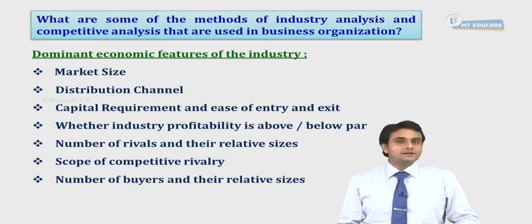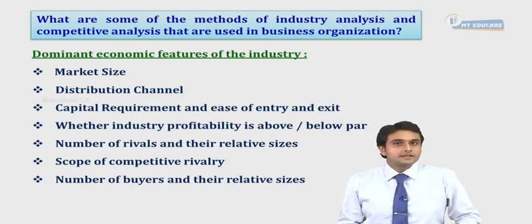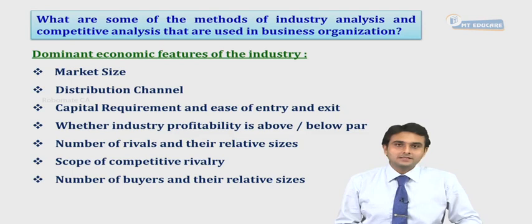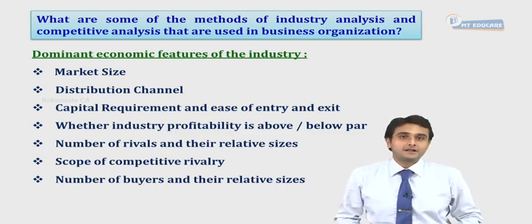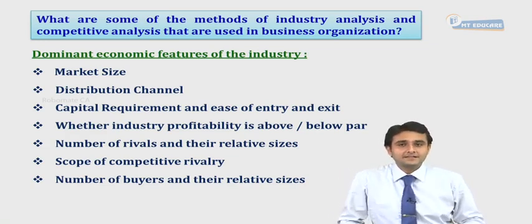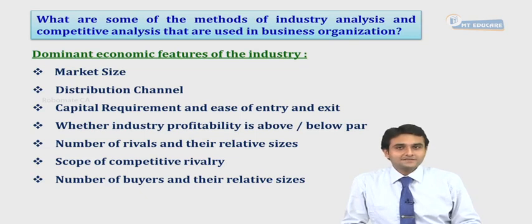Now, if you talk about the food industry, the industry profitability is way above par. So a vada pav, which probably costs 10 or 12 rupees to us, the consumers, hardly costs say around 4 or 5 rupees to the street stall holders. So the industry profitability being above par there definitely makes a difference. The number of rivals and their relative sizes, the scope of competitive rivalry, and the number of buyers and their relative sizes: all these factors are the dominant economic features of the industry.